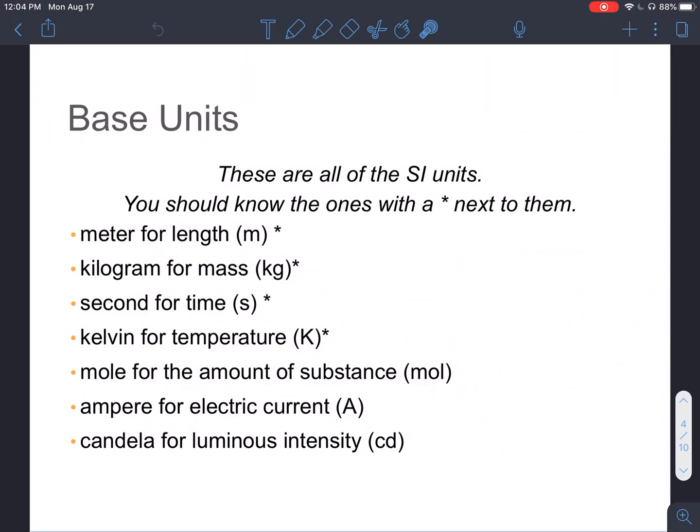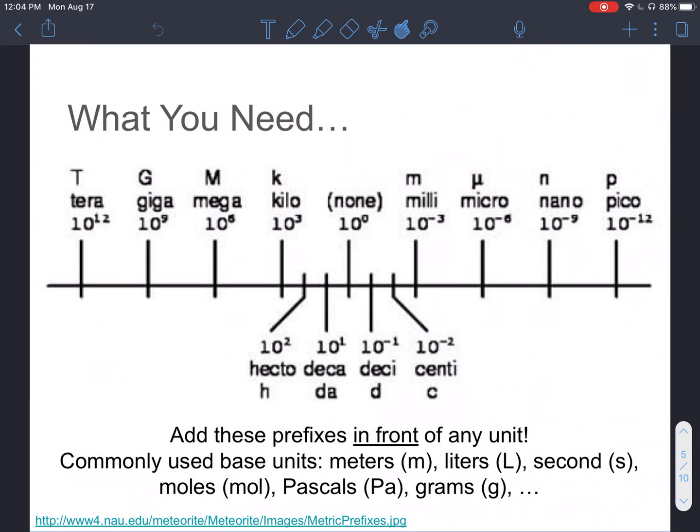So in this list, the base units that you have to know for this class are the top 4: meters for length, kilogram for mass, second for time, and Kelvin for temperature. The other 3 listed here are also base units, but you will not need to know those for this specific class. And here's the scale I was talking about that is based on powers of 10. As you can see, we have little powers written next to it, and all of those are just moving a decimal place over, left or right, or dividing or multiplying by powers of 10.